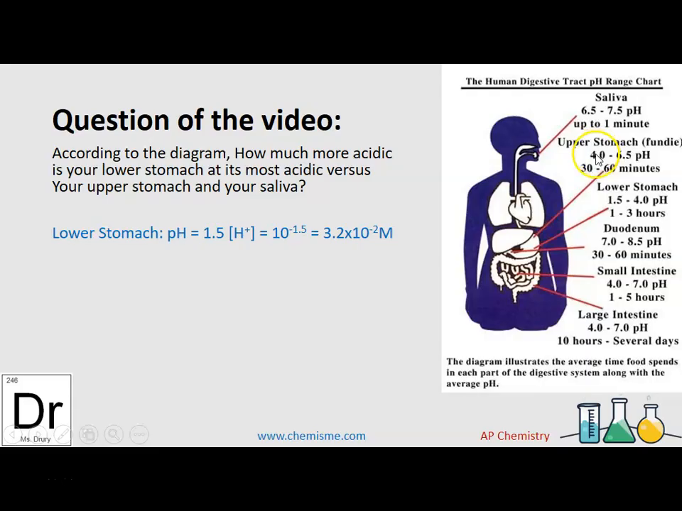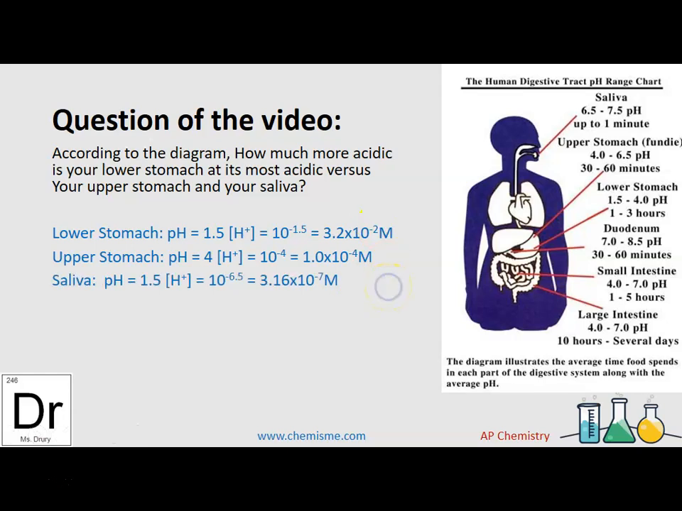Let's do that with the upper stomach. The upper stomach, its pH was around 4. So if its pH is 4, that means its hydrogen concentration is 10 to the minus 4 because this is the power. And that can be rewritten, if you don't like how it looks there, as 1 times 10 to the minus 4. What we can see is it's actually 100 times less acidic because it's off by 2, right? Or the lower stomach is 100 times more acidic.